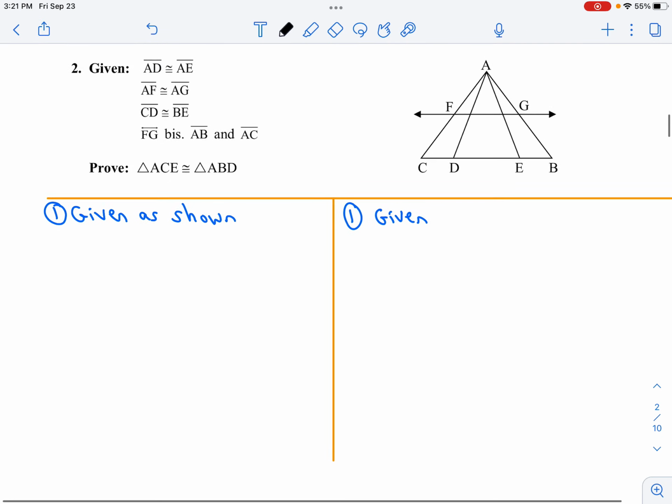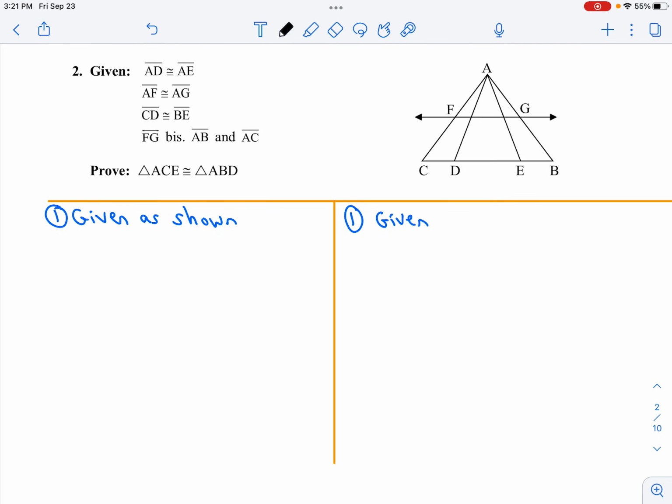Here we go. All right, nothing, no cute words, just letters. All right, let's see if we can label anything. AD, AE. Oh man, I don't like to label that one because it's really hard to tell what we're doing. So I might do this. That might be the best way I can label that one. AF, AG. All right. CD, BE.